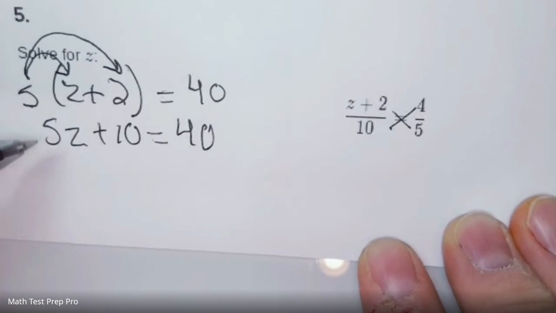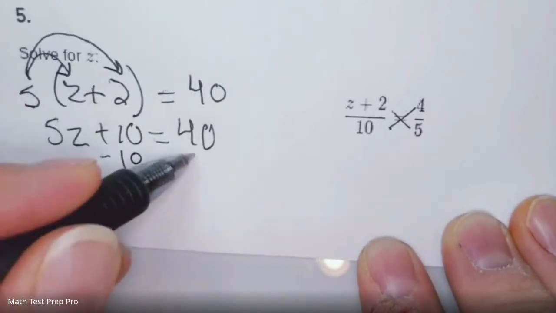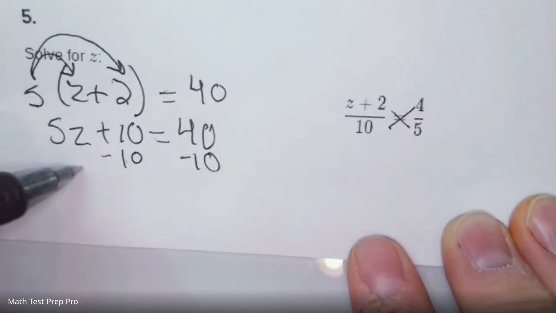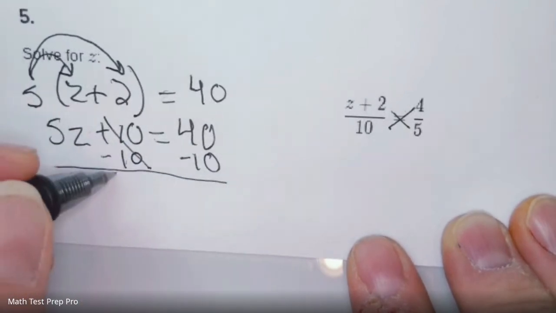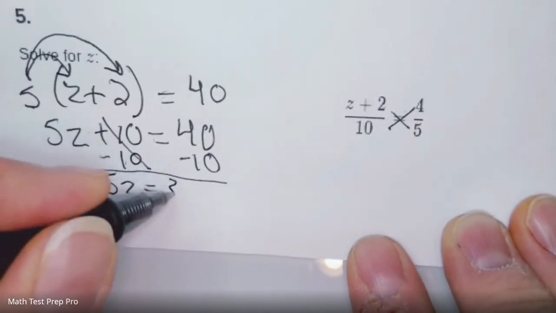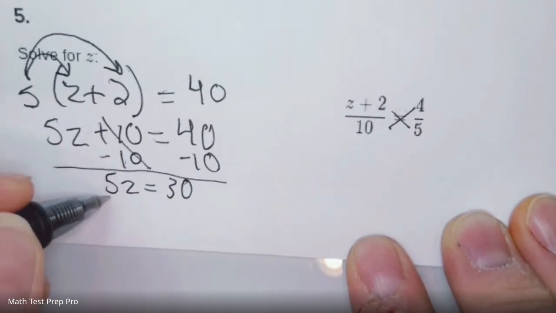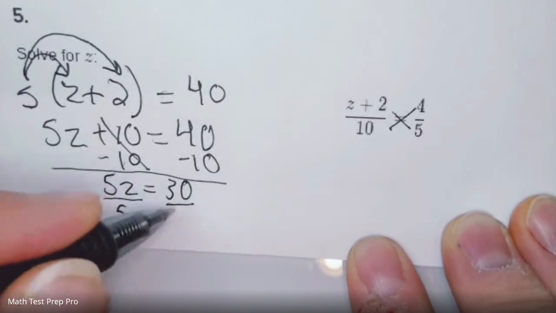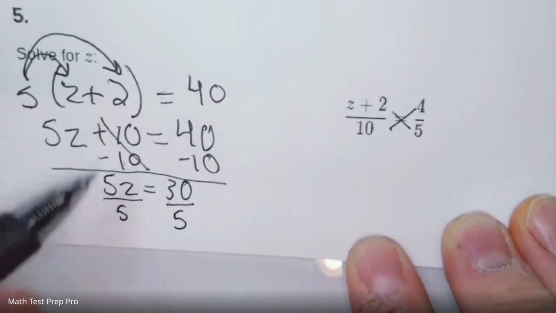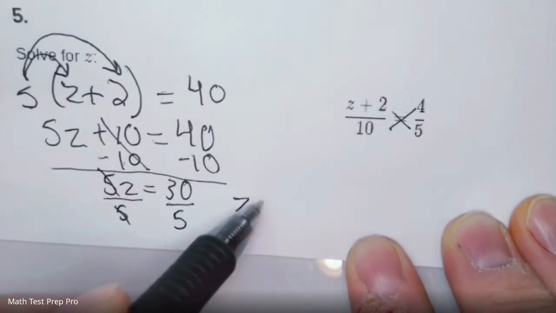So here I'm going to do reverse PEMDAS. I'm going to do the addition, subtraction, then multiplication, division, then parentheses, and then exponents. I want to get z by itself. So first thing I got to do is subtract 10 on both sides. If I do the left, I got to do the right. Those cancel out, leaving 5z equals 30. And you have 5 times z over here, so you want to divide by 5, cancel out the 5. If I do the left, I got to do the right. These cancel out. z equals 6.